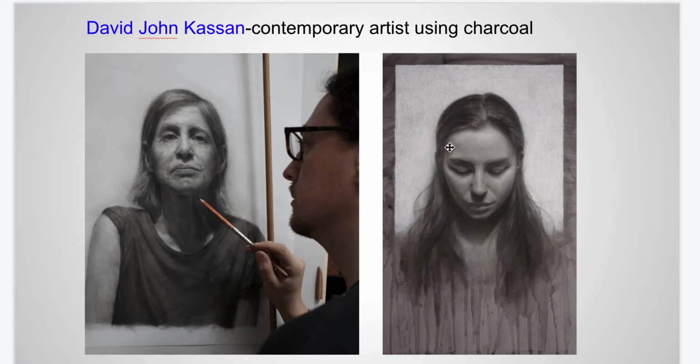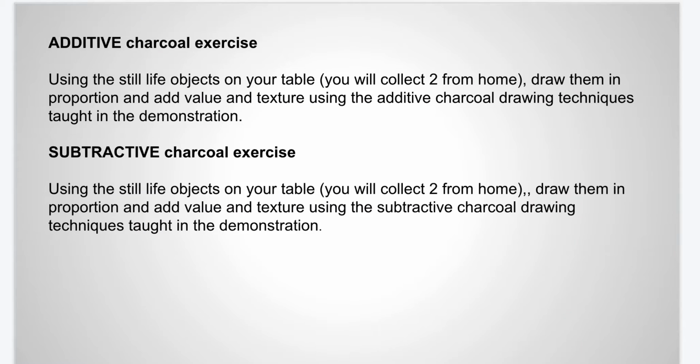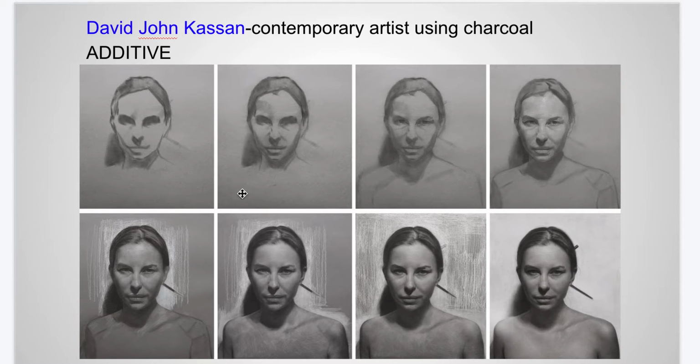Some of his portraits are realistic in certain areas, and then he uses some other techniques to make it unrealistic, like dripping. I think this is mineral spirits or alcohol, something you would wash a brush with, on the charcoal and letting it drip down the canvas. Additive charcoal is when you add charcoal to your page, and subtractive is when you erase. Pretty simple. So here's an example of additive.